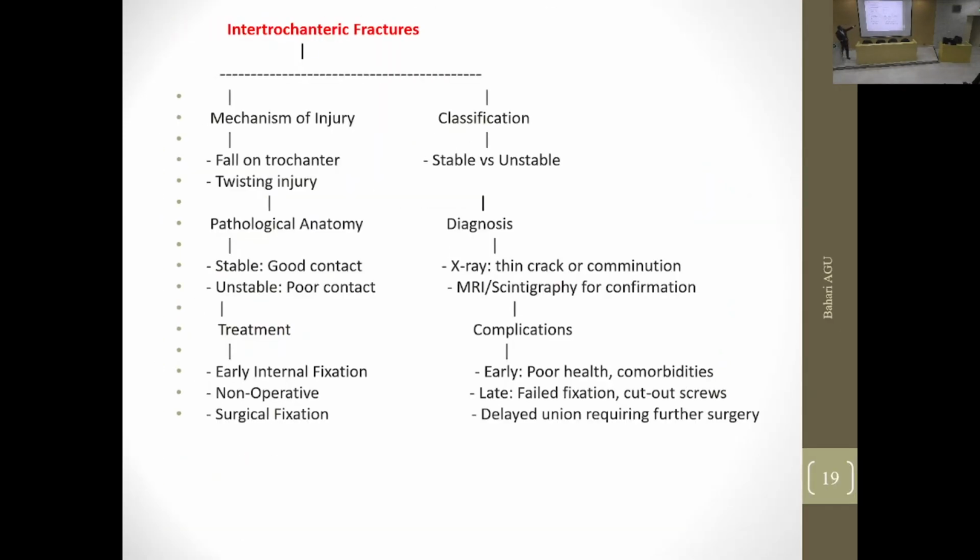So here, this is the difference: stable, good contact, and stable, poor contact. Treatment is early internal fixation; non-operative has problems, the ones we talked about, so we don't prefer it. We prefer to go for surgery with fixation. Classification is stable or unstable. Diagnosis is X-ray and sometimes MRI. Complications early are poor health and comorbidities; late, sometimes we get failure of fixation, cut out of screws and so on, and delayed union.